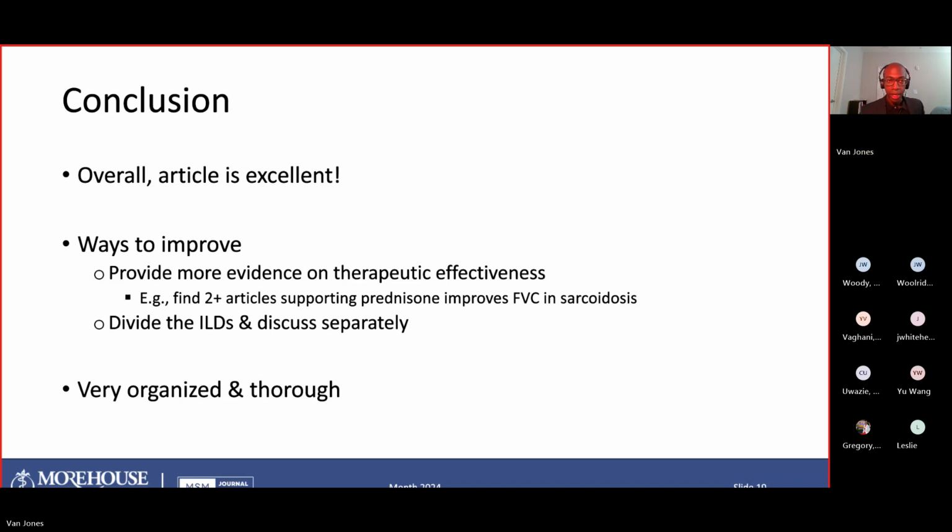I also think that it was a little compact. I think they could have done better by splitting the ILDs differently and having, say, 2 or 3 different papers on the therapeutic effectiveness of some of these agents on different ILDs. But overall, I thought it was very thorough, very well organized.